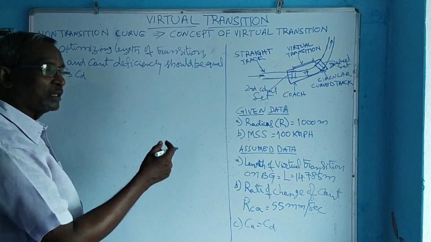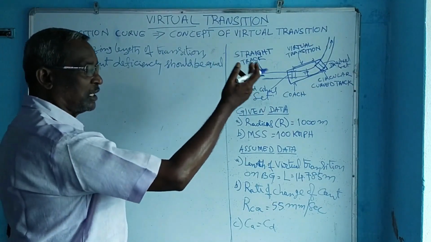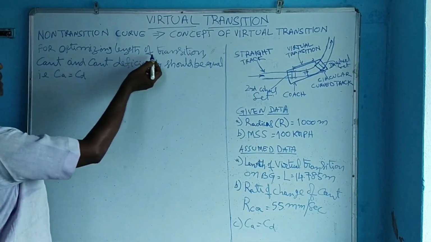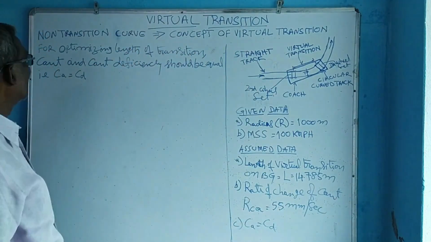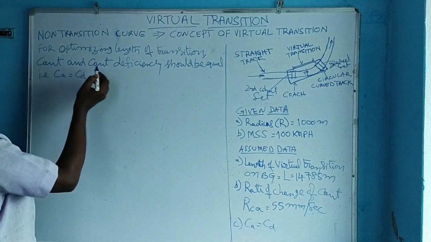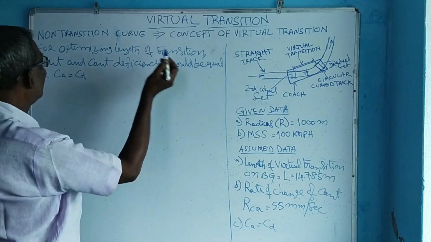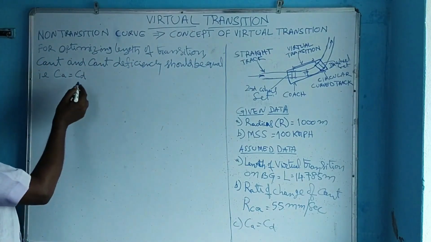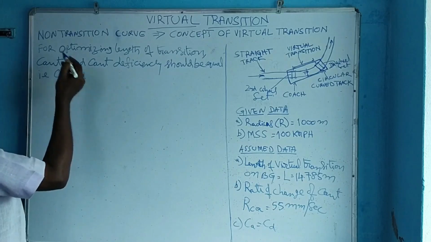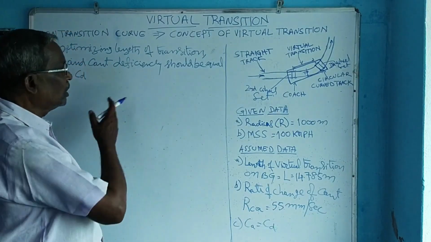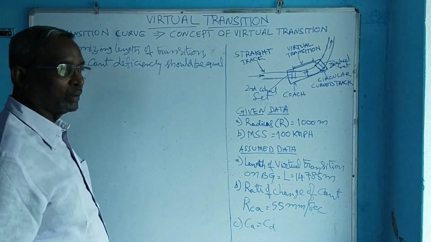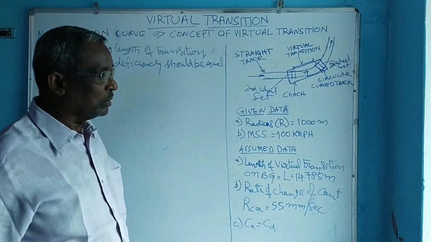Virtual transition means an optimized transition length. For optimizing the length of transition, automatically cant and cant deficiency should be equal. Actual cant is equal to cant deficiency. We are solving one problem here with a virtual transition curve.